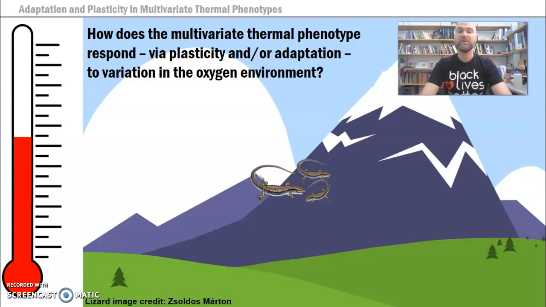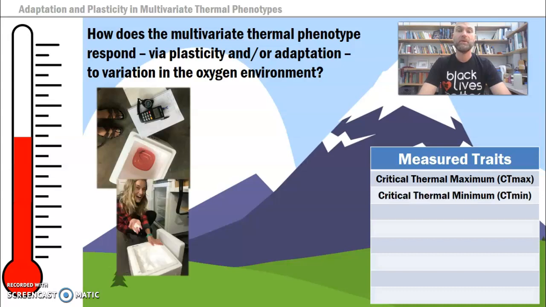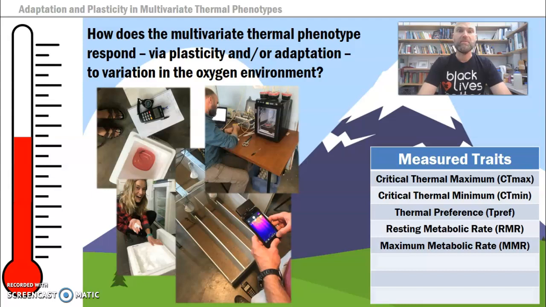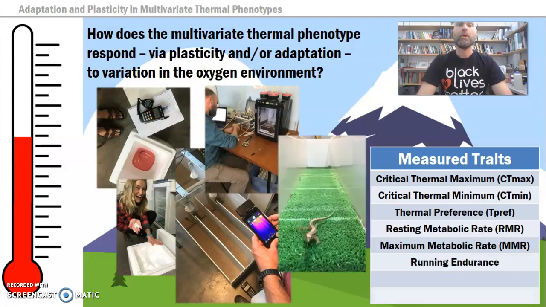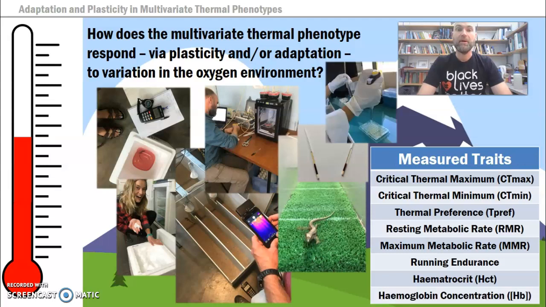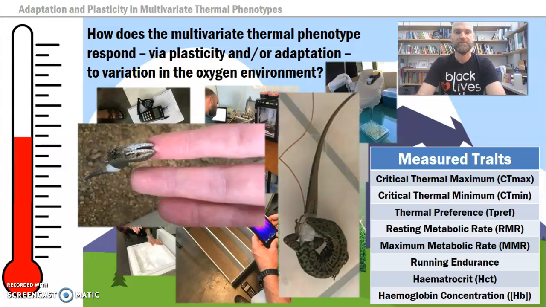To do this, we measured a number of traits in lizards, including the critical thermal maximum, the critical thermal minimum, preferred temperatures, resting and maximal metabolic rates, running endurance, as well as hematocrit and hemoglobin. Now, I mentioned this project was a fruitful collaboration amongst us researchers, but also with the lizards involved, who were only too happy to participate. And you can see examples of that here and here.